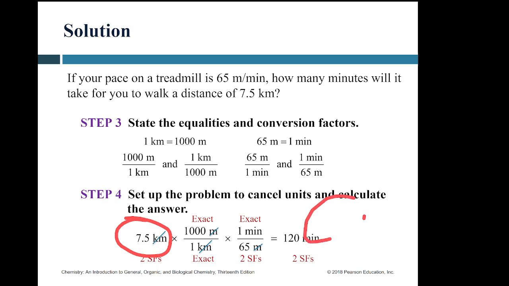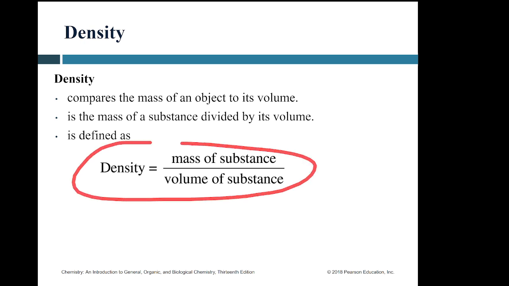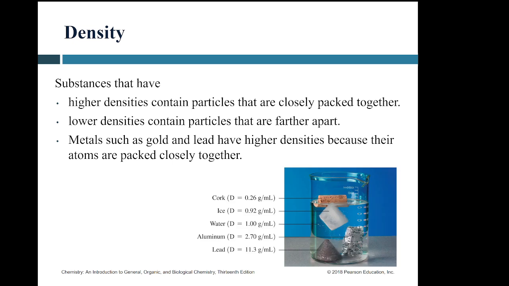Okay. All right. Fantastic. Densities. Let's compare the mass of an object to its volume. The mass of the substance divided by its volume is defined as your density. Substances that have higher densities typically are going to be more mass packed into less area, right? If it's the same material, then that would mean that they have more particles packed into the same area. Lower densities are going to contain particles that are farther apart.